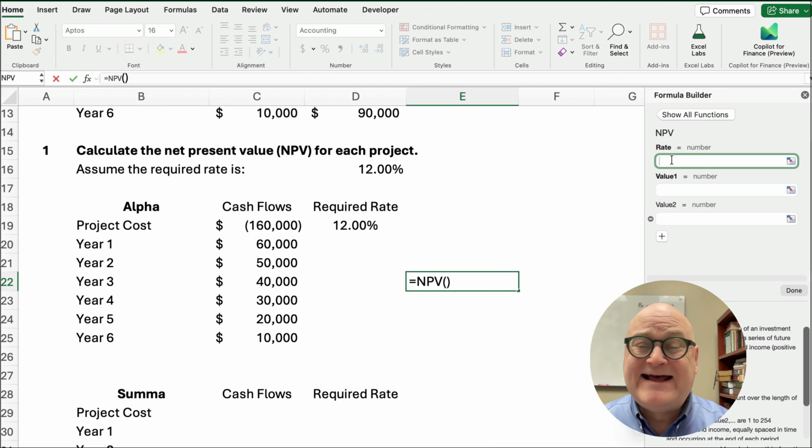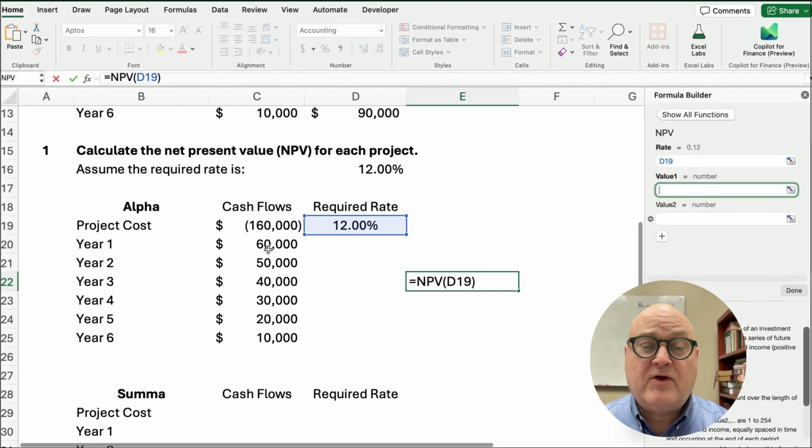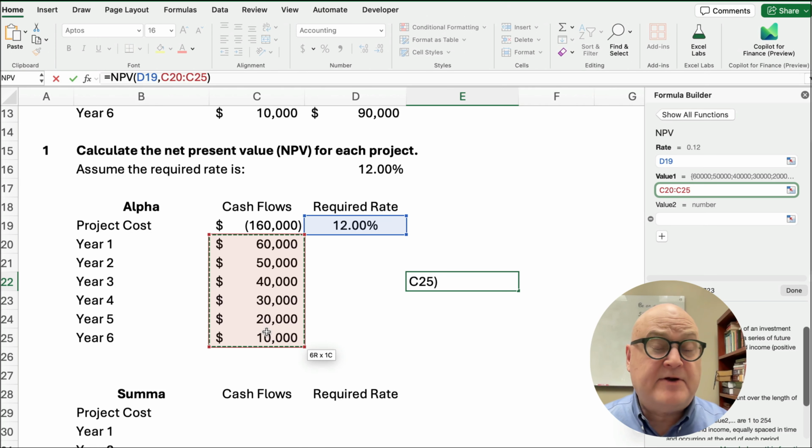So here's what I need. I need to point to the rate of return. And I need to point to all the values. Now, I'm not going to take time period 0 because that's already at present value. I'm going to take the years 1 through 6. And I'm going to hit OK.